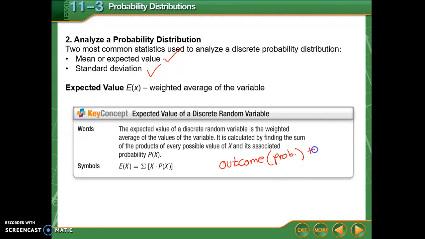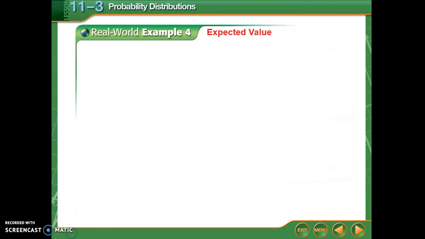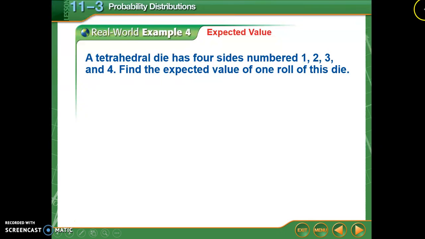And then I add up all of those. So I take the outcome times the probability, and I add them all together, and that gives me my expected value. Hopefully that rings a bell from 9th grade. So let's take a look at how we would calculate expected value.